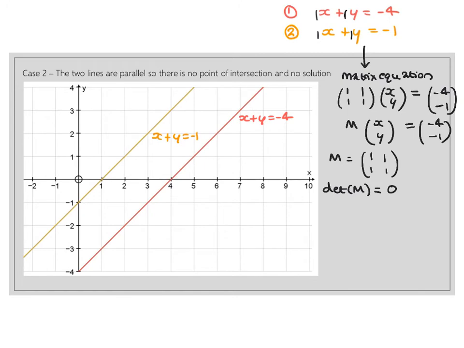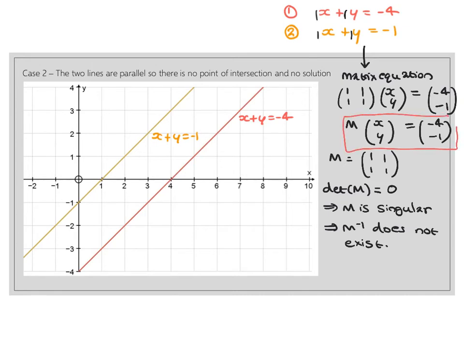Now, let's explore, as we did previously, what the value of det M is equal to, and you can see straight away it's 0. So that tells us that M is singular. And what does that tell us? M minus 1 does not exist. There is no inverse to this matrix. Now, come back to this. That means we could not solve this matrix equation using the inverse matrix of M.